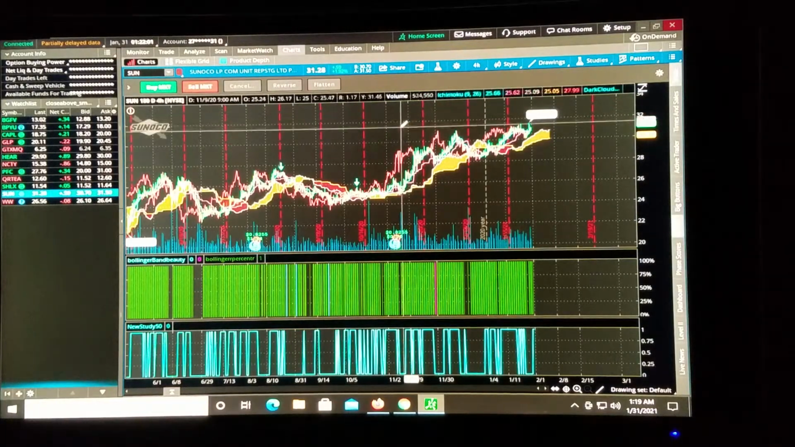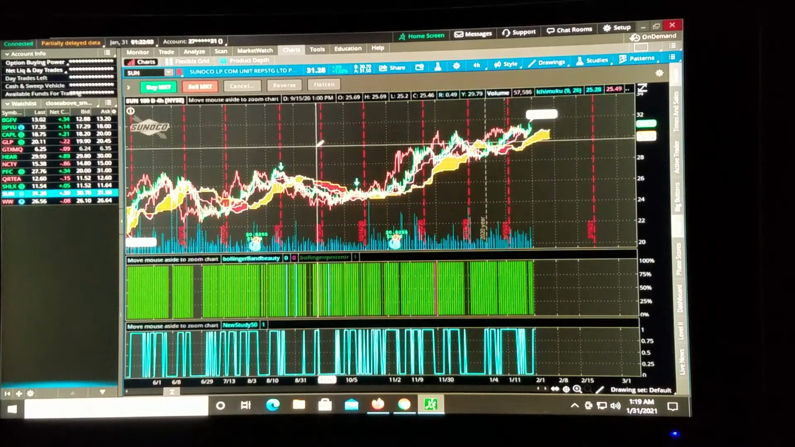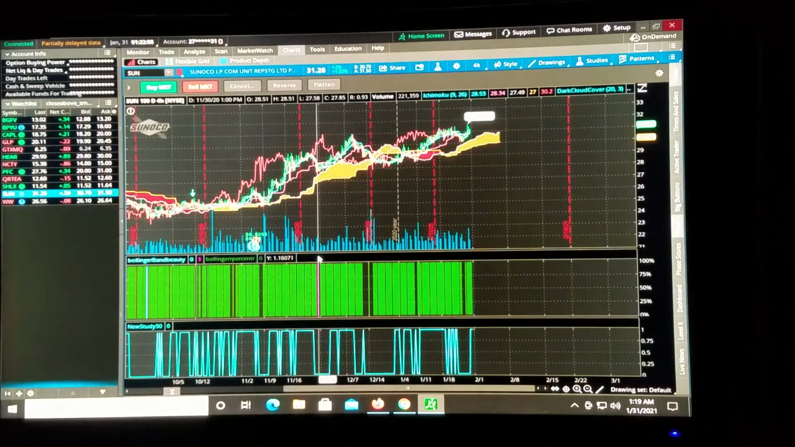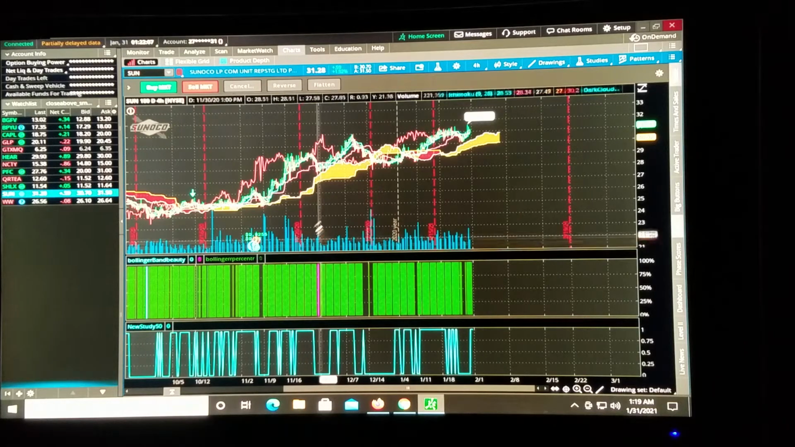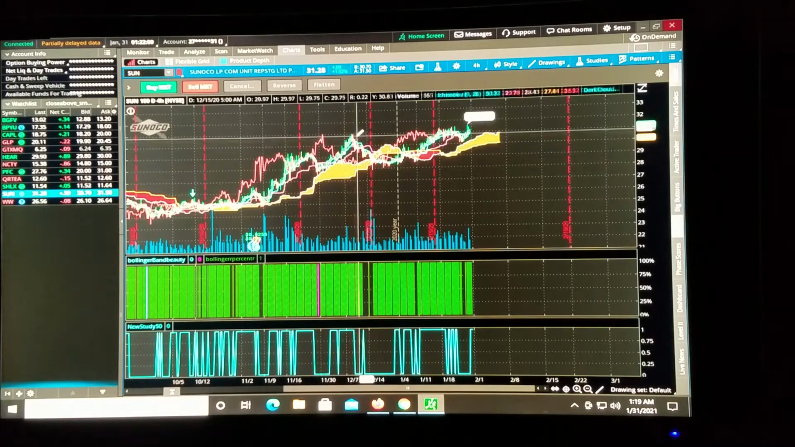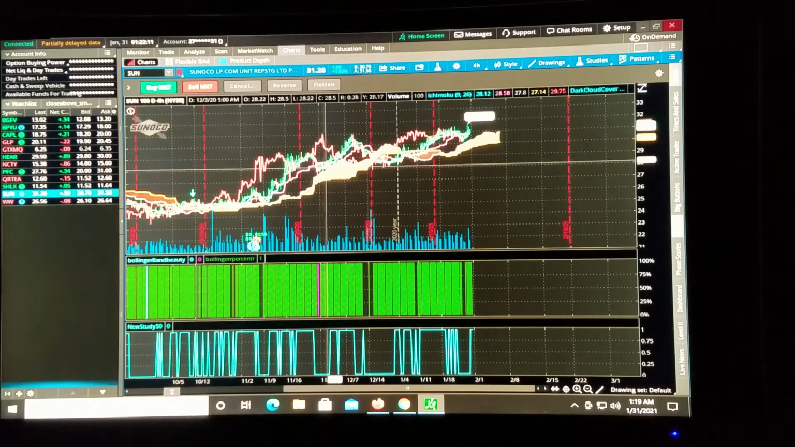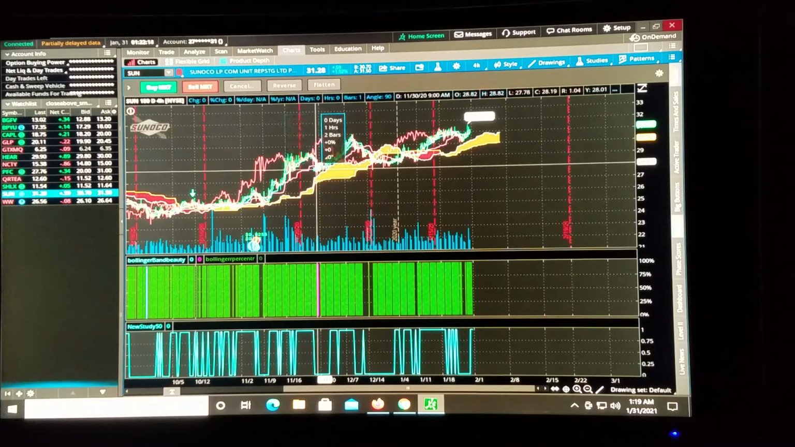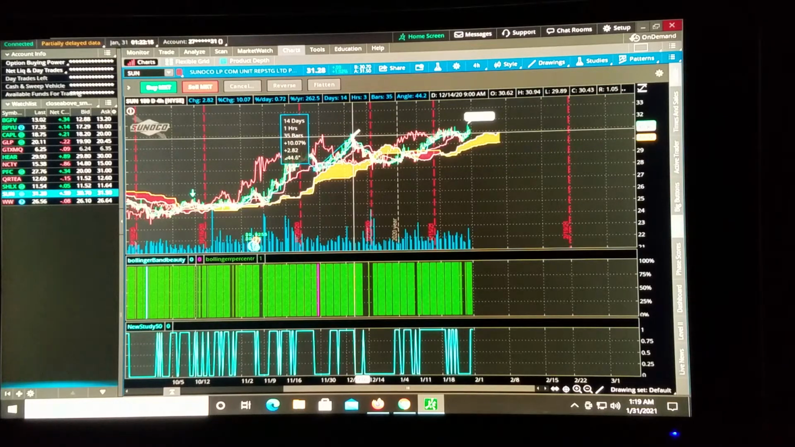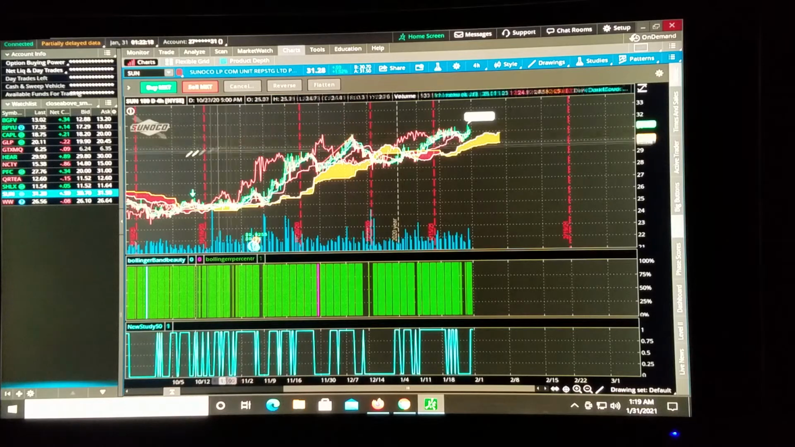So let's check out SUN. That's Sunoco. Very overextended. Check out our pink bar buy here, which would have been a great buying opportunity. We would have made 10% on that run right there. 10% on your money.